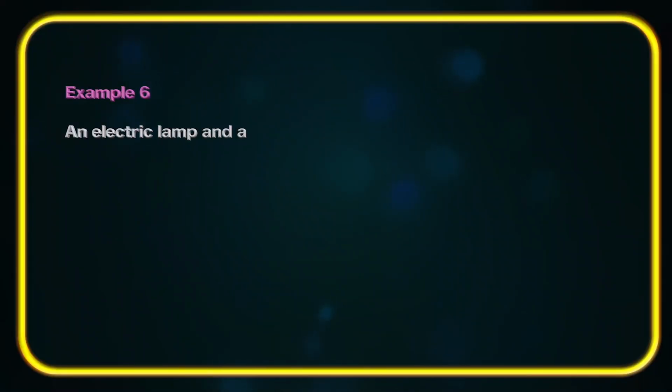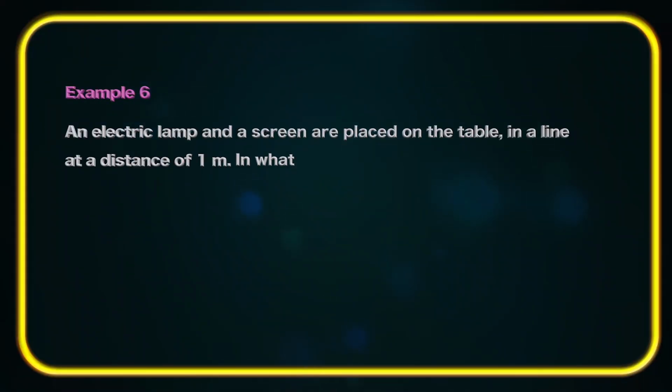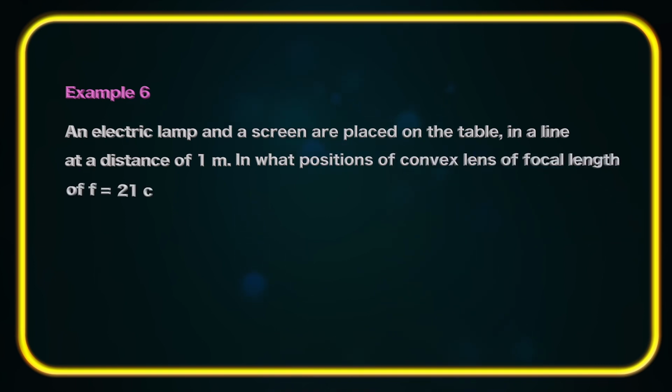An electric lamp and a screen are placed on the table in a line at a distance of 1 meter. In what positions of a convex lens of focal length f equal to 21 centimeters will the image of the lamp be sharp?